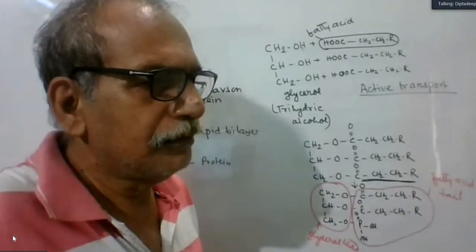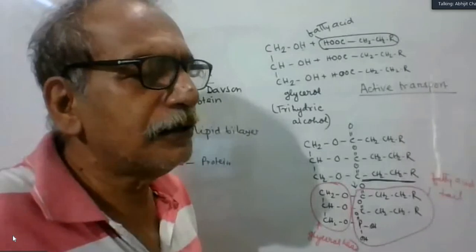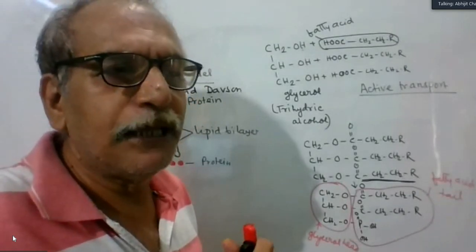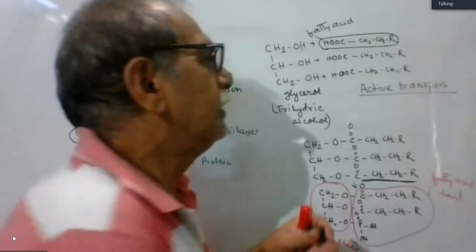The movement of ions or molecules takes place against the concentration gradient with the expenditure of energy. The first two.